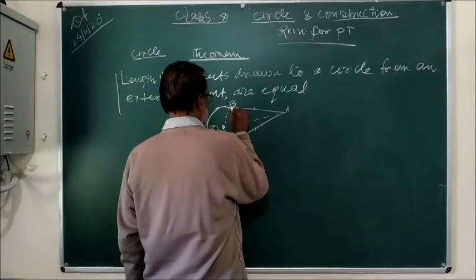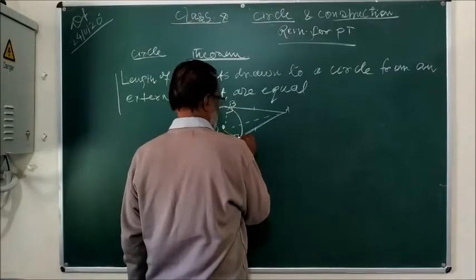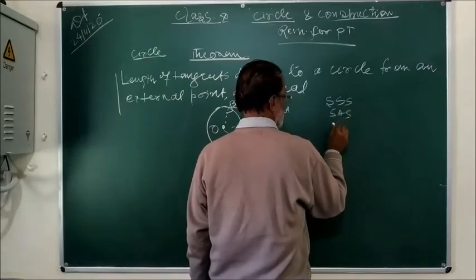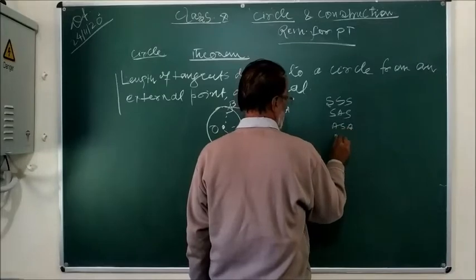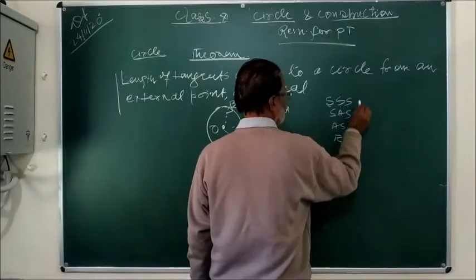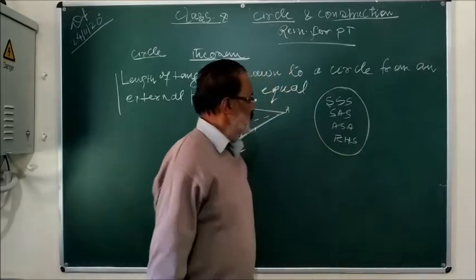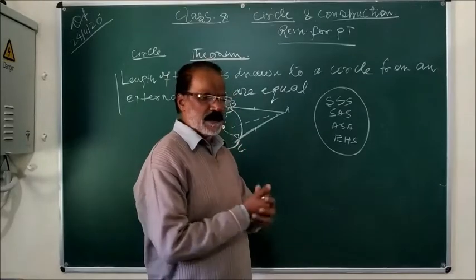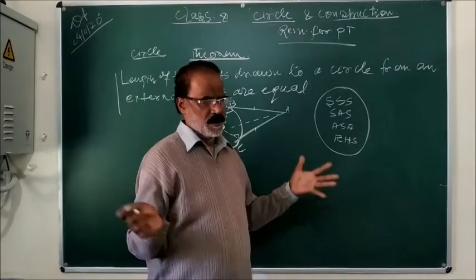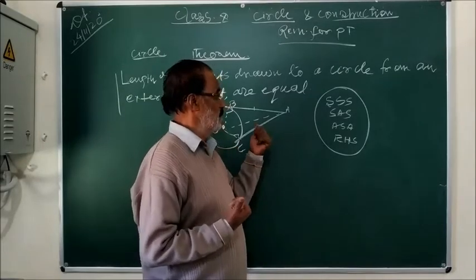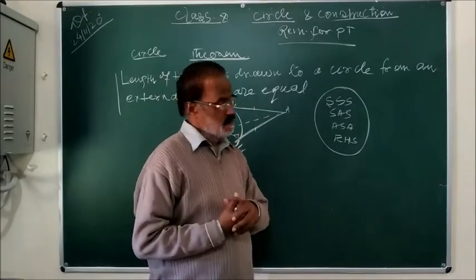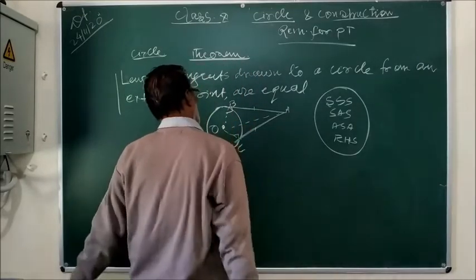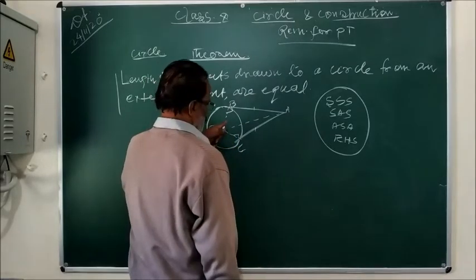So in these two triangles you see, there are theorems to prove congruent: SSS, SAS, ASA, and RHS. Very, very important theorems. By any of these theorems we can prove triangles congruent. And if triangles are congruent, by CPCT, corresponding parts of congruent triangles are equal, and then we can prove. So now you see the important part of this theorem, proof.